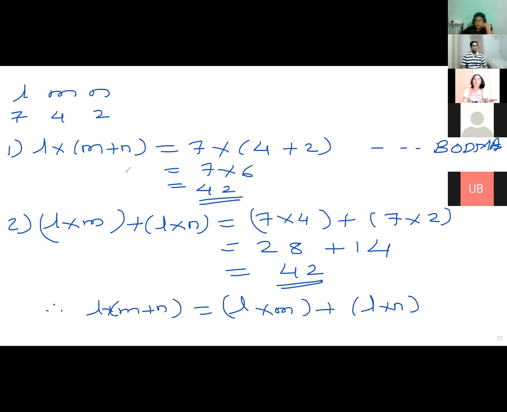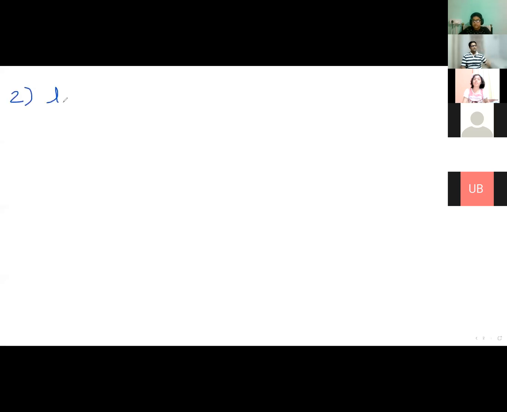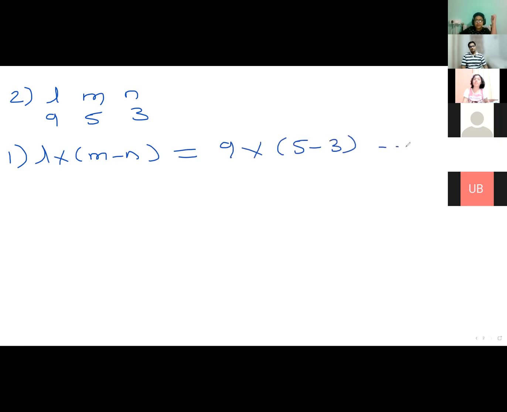Write it down quickly, come on. Write down this example. We have to do one more. Okay, let us say L is 9, M is 5, and N is 3. So here we have L into (M minus N) now. What do you get? 9 into 5 minus 3. By BODMAS, what are you supposed to do first? 5 minus 3, which is 2. So 9 into 2.